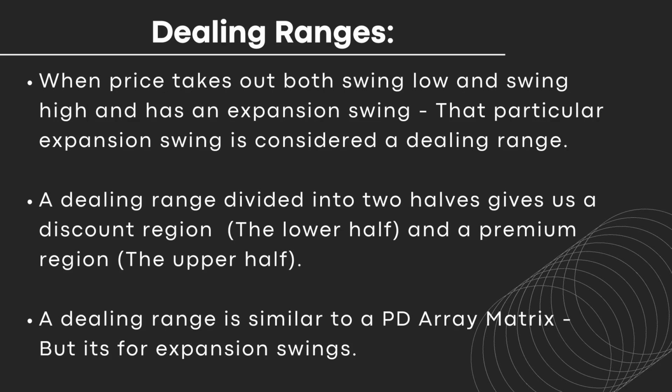So, basically, when price takes out both swing low and swing high, right, and has an expansion swing, that particular swing is considered a dealing range. Basically, when you see a move in the market where price takes out both opposing ends of the range and takes out both sell side liquidity and buy side liquidity, and then it expands, that particular swing is considered a dealing range, right?